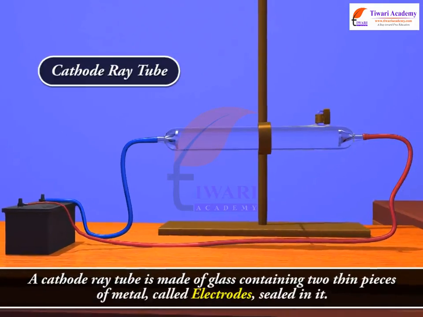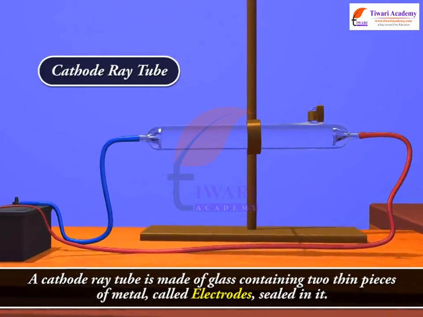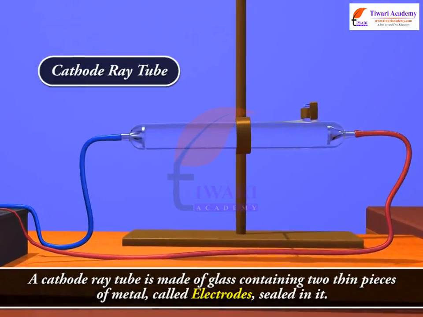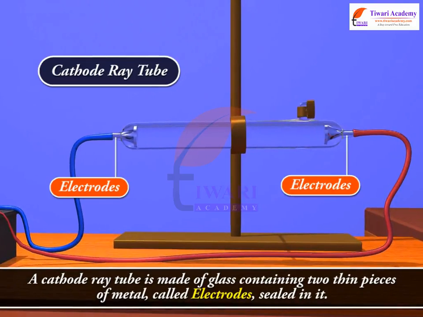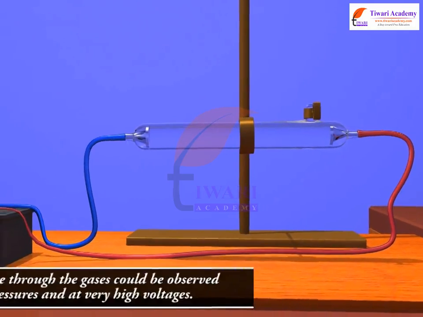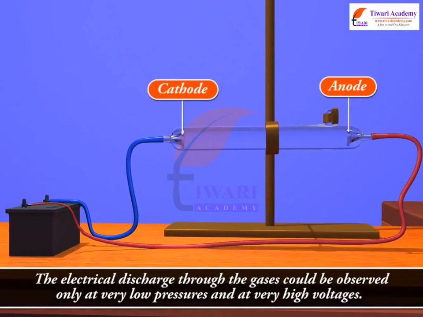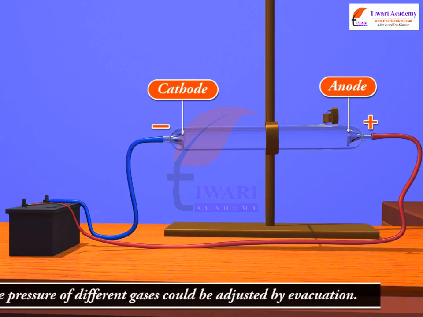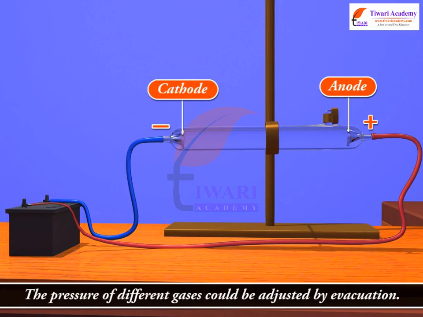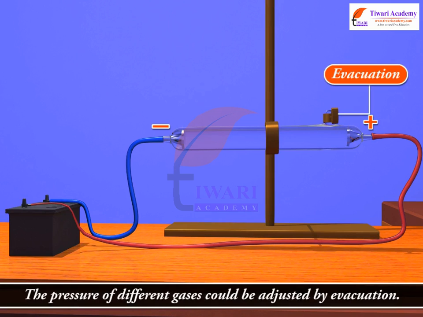A cathode ray tube is made of glass containing two thin pieces of metal, called electrodes, sealed in it. The electrical discharge through the gases could be observed only at very low pressures and at very high voltages. The pressure of different gases could be adjusted by evacuation.